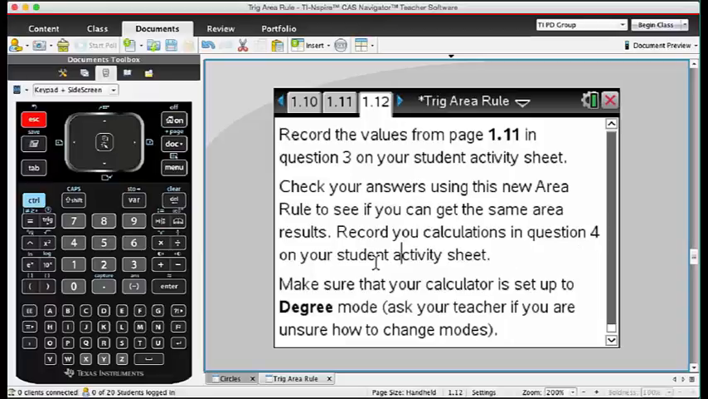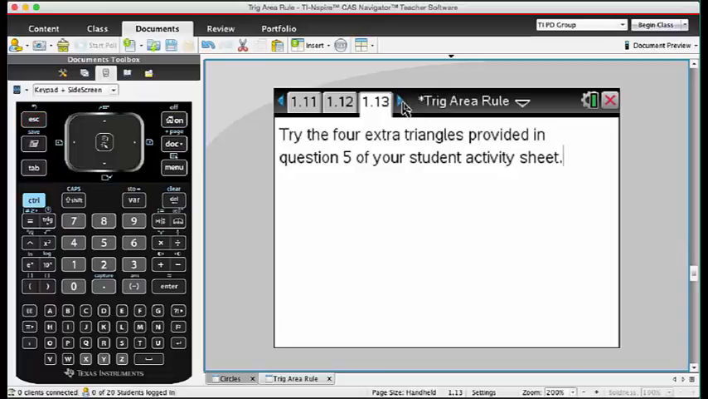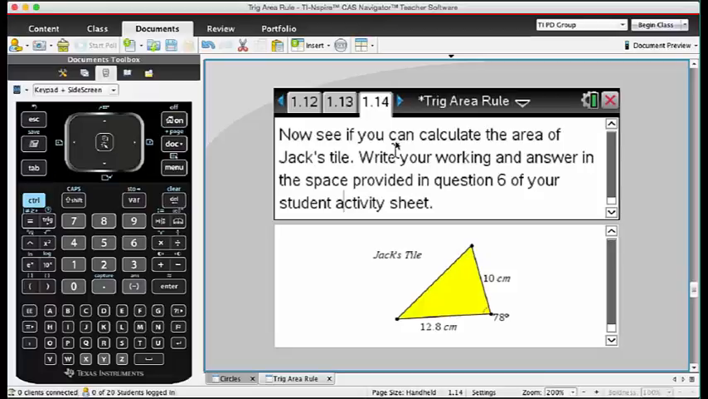Okay, the next thing, again, the TNS file takes you through, and it just talks about checking your answers using your rule, et cetera. It reminds them about using degree mode, just in case they're getting weird-looking answers. And then it talks about trying the four extra triangles that are included with the worksheet. It now goes on and asks them to work out the information for Jack's tile.